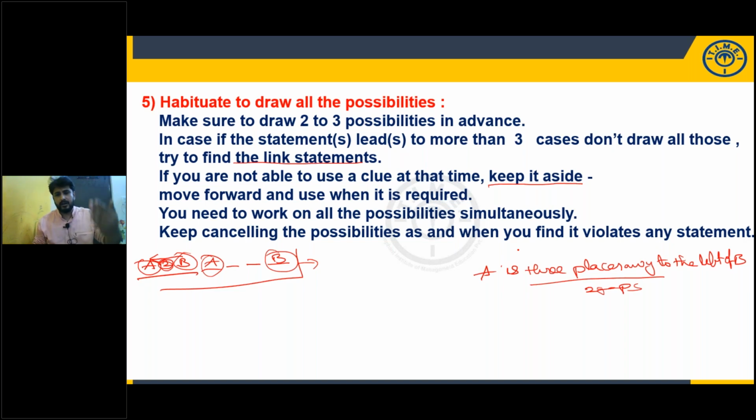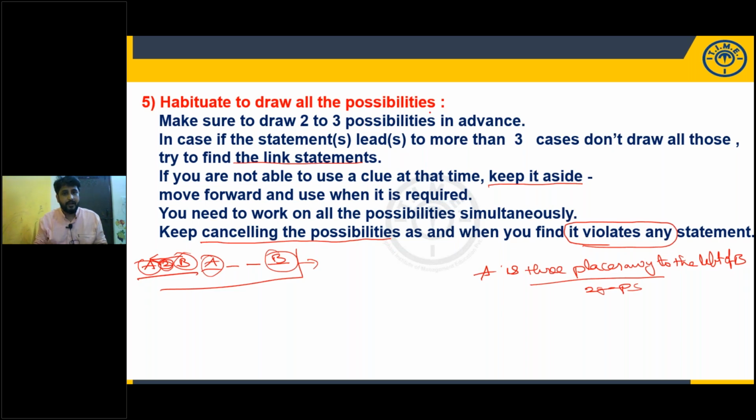Otherwise, again, you have to read all the clues. That is absolutely a waste of time. And you have to keep cancelling the possibilities as and when they violate the statement. When it is violating the given statement, at that time you have to cancel the possibilities. If you miss that one, again you will be working on both the possibilities. It should not be like that. If it is violating the condition, cancel the possibilities.